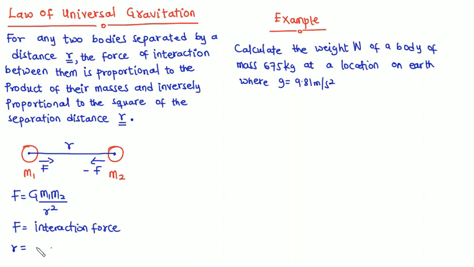Let's refer to it as the distance of separation, which is measured from the center of one of the bodies to the center of the other. And then G represents the gravitational constant.